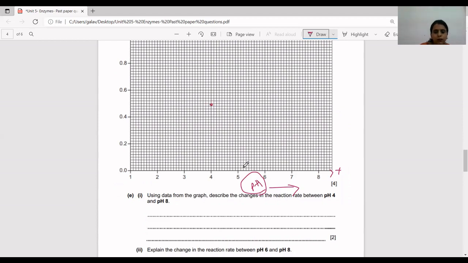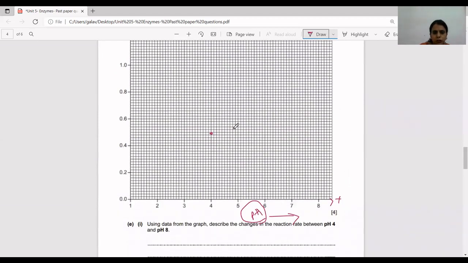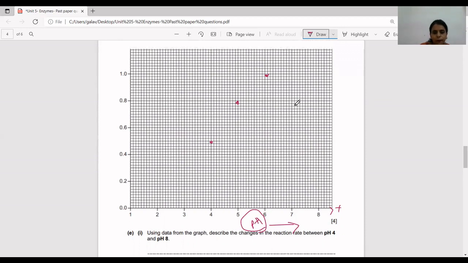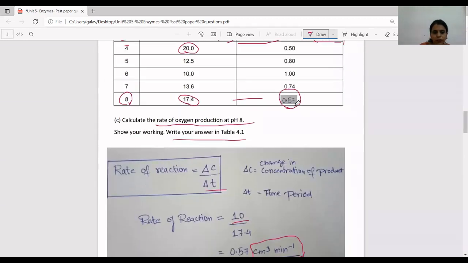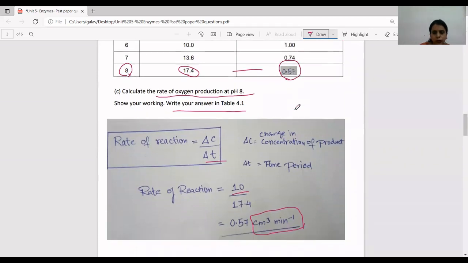Okay, at pH 5 it is 0.8. So at pH 5 it's given clearly here, and at pH 6 it is 1, because at pH 6 it's given here, it is 1. Similarly, if we go down, at pH 7, look at the table once. At pH 7 the rate of oxygen production is 0.74, and at pH 8 it is 0.57.